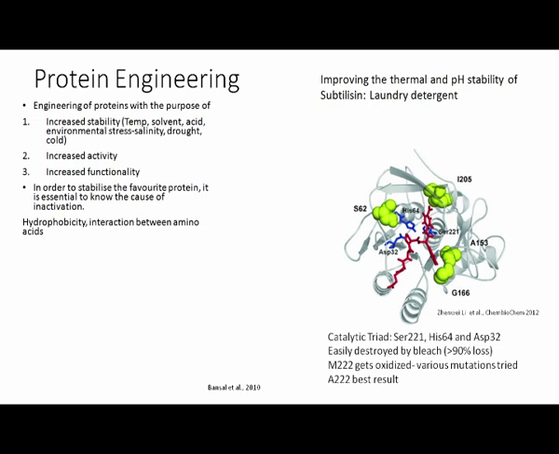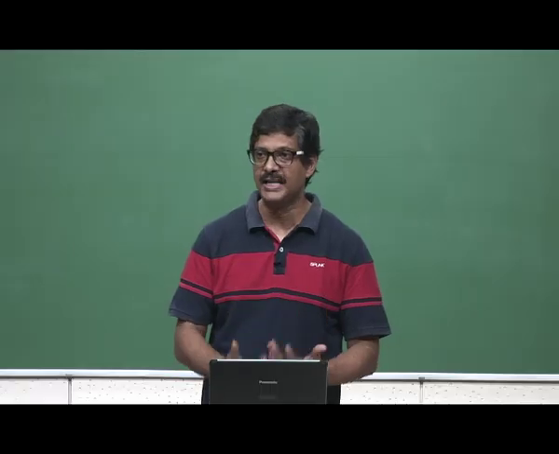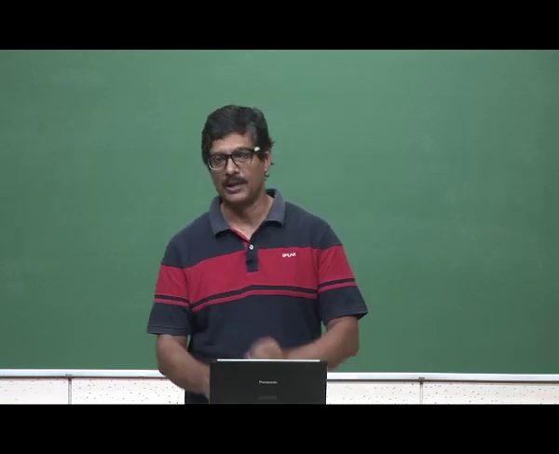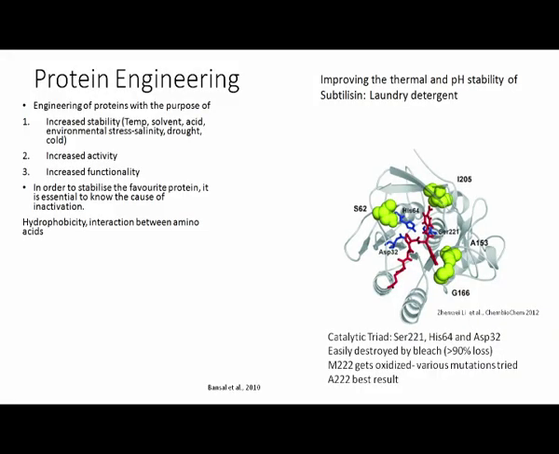However, as I said, it is used in detergent and laundry. So, it easily gets exposed to bleach, and once that happens, it loses about 90% of its activity, which is a wasteful process. So, we need to somehow increase the stability of this protein against bleach. What people have found is that just near this very important serine 221 position, the 222 position is a methionine, which is shown here.